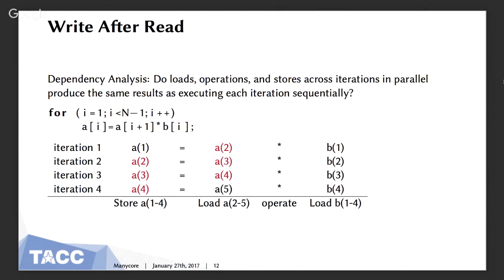So let's do the same thing for read after write. If you recall, I said this is vectorizable, but why is that the case? I'm going to consider this for loop, A of I equal to A of I plus 1 times B of I. Just like before, A of 2 through 5 gets loaded all at once by a vector instruction. B of 1 through 4 gets loaded all at once. They all get multiplied simultaneously and then stored in A of 1 through 4.